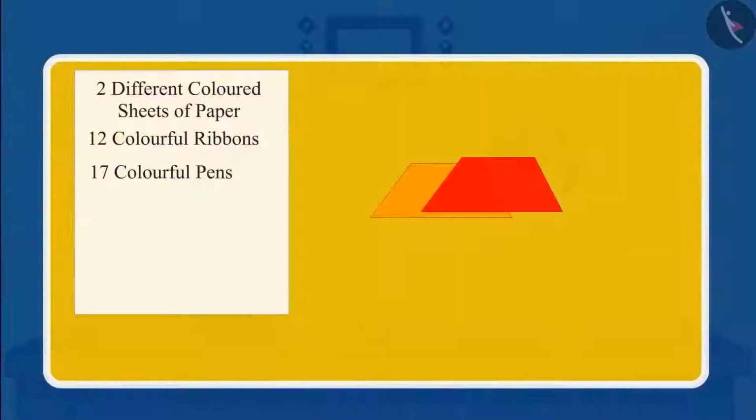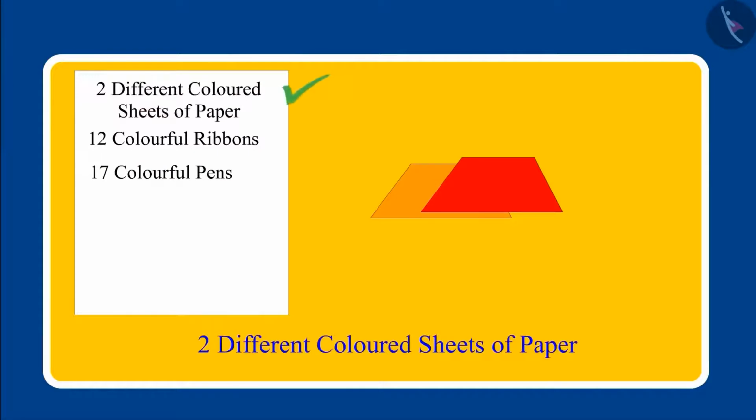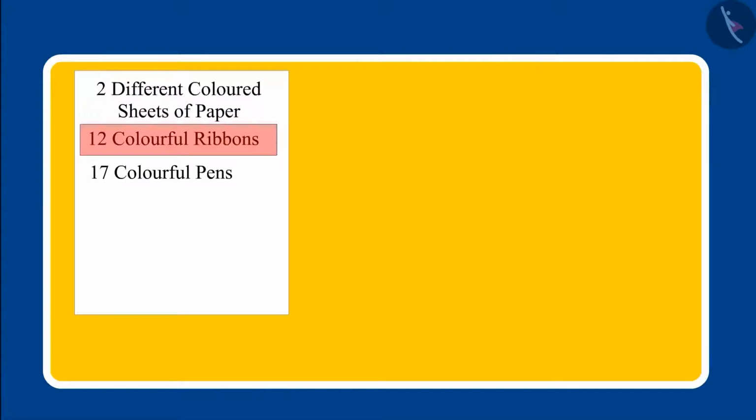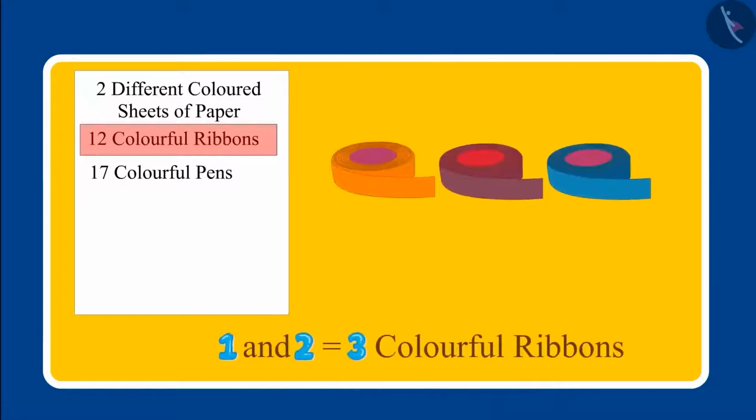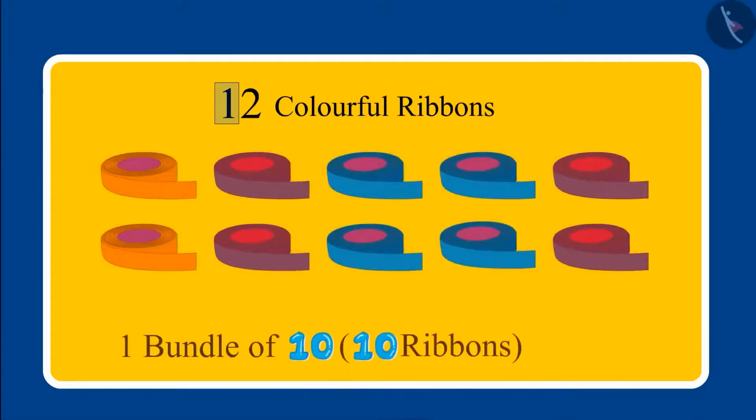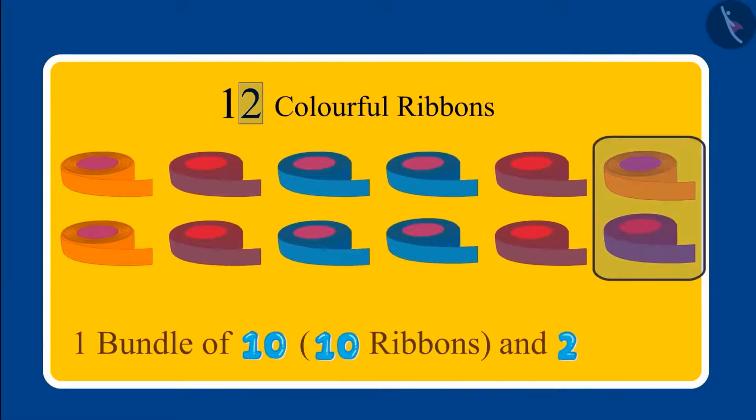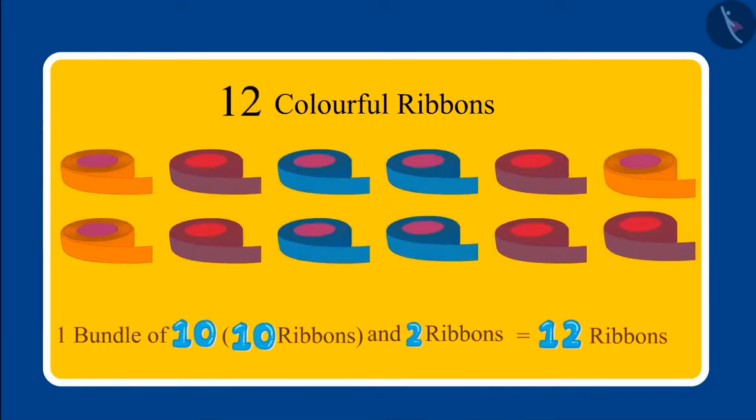Come on, let's see. See, first 2 sheets of paper is written in the list, which you have brought correctly. Tell me what is written below that? 1 and 2, which means 3 colorful ribbons. Oh no, Chotu, you added 1 and 2. We don't read this number like this. Here 1 means 1 bundle of 10. That means 10 ribbons. And 2 means 2 more ribbons. So in total it becomes 12 ribbons.